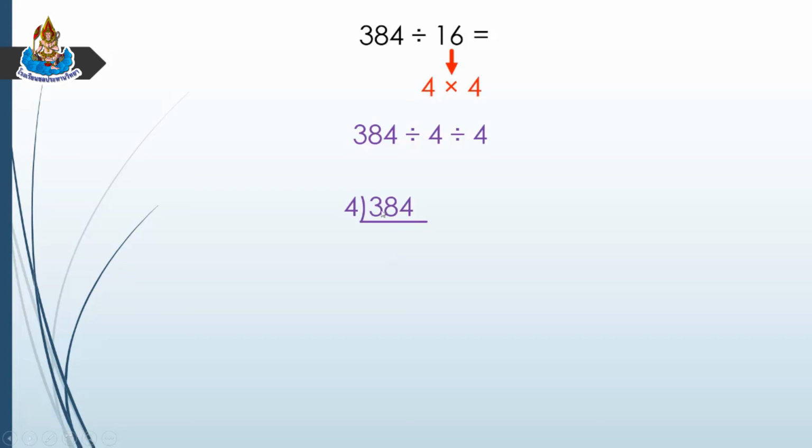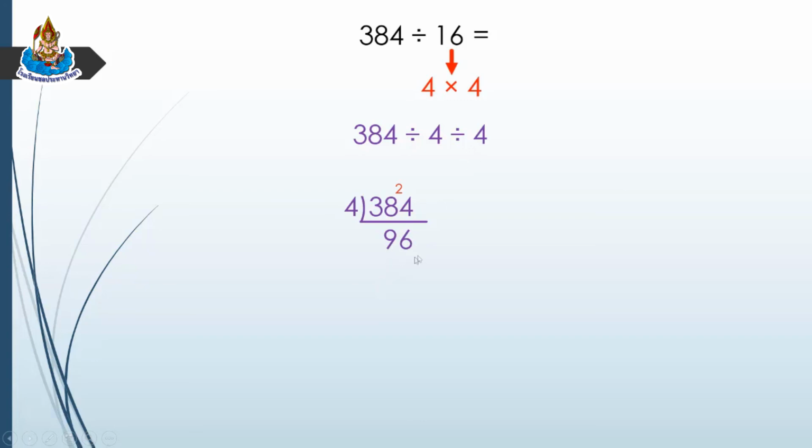3 divided by 4. We can divide 38. 4 goes into 38 9 times. Okay, and remainder 2. Now 24. 4 goes into 24 6 times. So the quotient of the first division is 96.